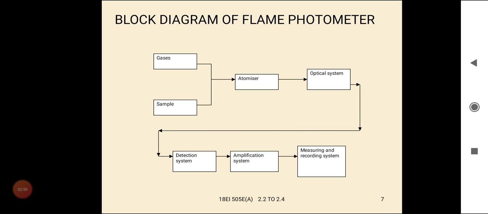Emission system. It contains gases and sample blocks. Atomizer. Optical system, detection system, amplifier, measuring and recording system.